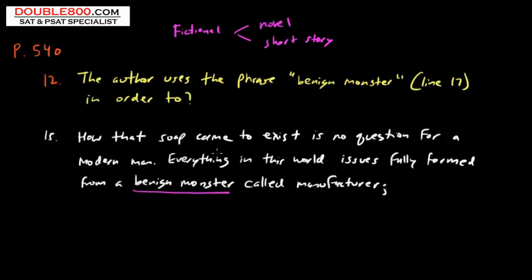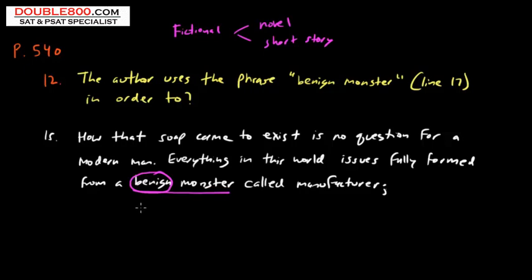This is really part of the process by which these goods are delivered, and no one questions how that soap, that raw material, came into existence. It's fully formed from a benign monster. And if you look at the answers, you can sort of predict this. First of all, what does the word benign mean? This is a little bit of vocab, but ben is the root for kind or gentle, so it's not harmful. Mal would be harm, but this is sort of a good-natured monster. So it's not a monster, obviously, in the literal sense. It's sort of this kind monster. And if you look at the answer choices, you should be able to predict this is part of the process by which these goods are made.